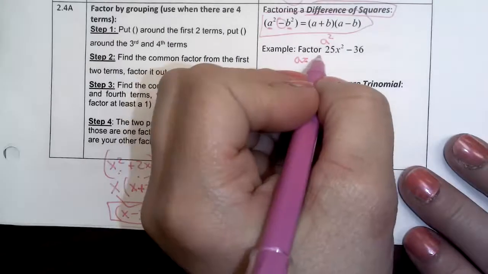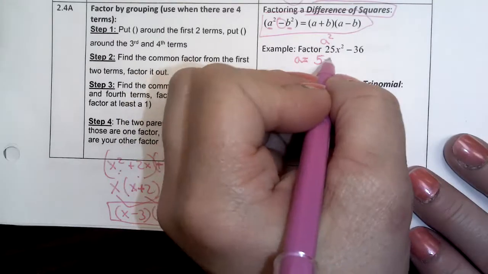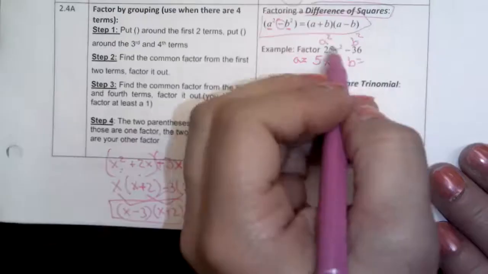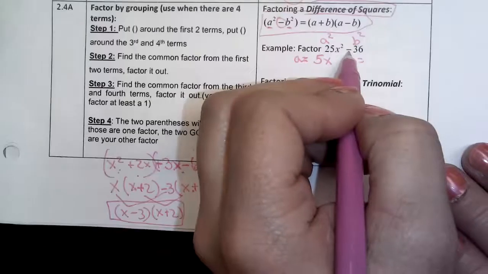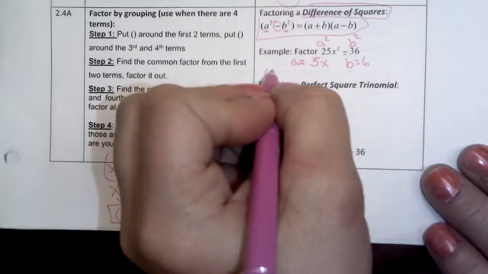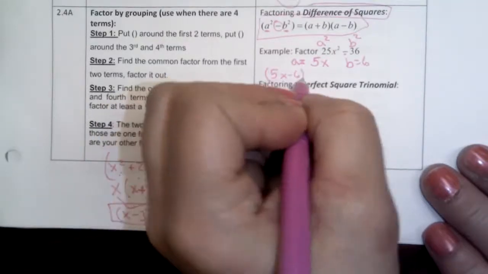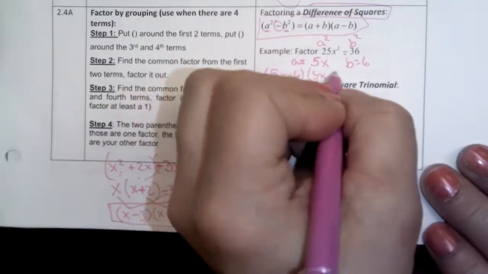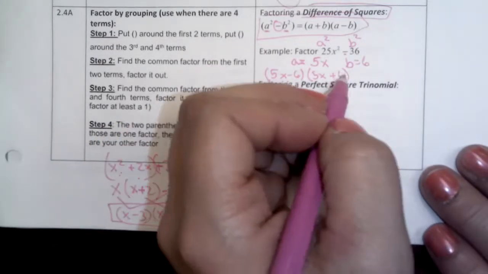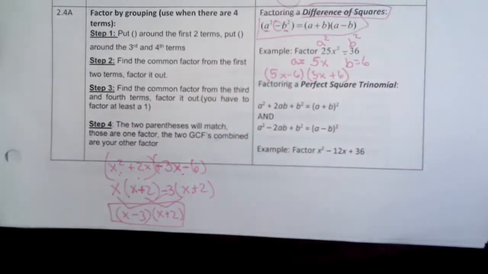So the square root of 25 is 5, and the square root of x squared is x. So my b squared is 36. I don't care about that minus sign. I just care that it is a minus sign. So the square root of 36 is 6. So now I know it's 5x minus 6 times 5x plus 6. And it doesn't matter what order these go in. You could write 5x plus 6 times 5x minus 6. Doesn't matter.